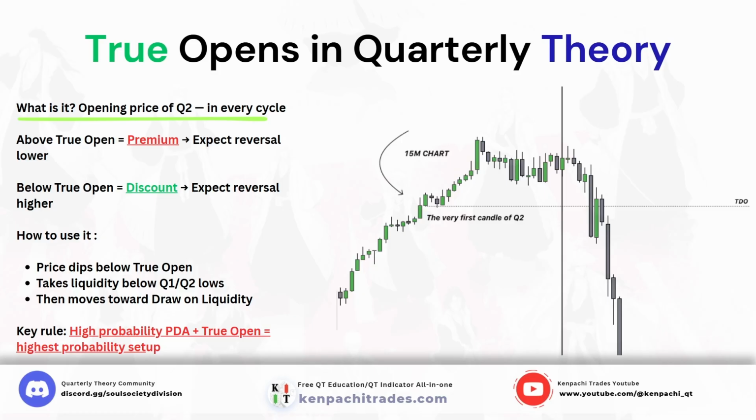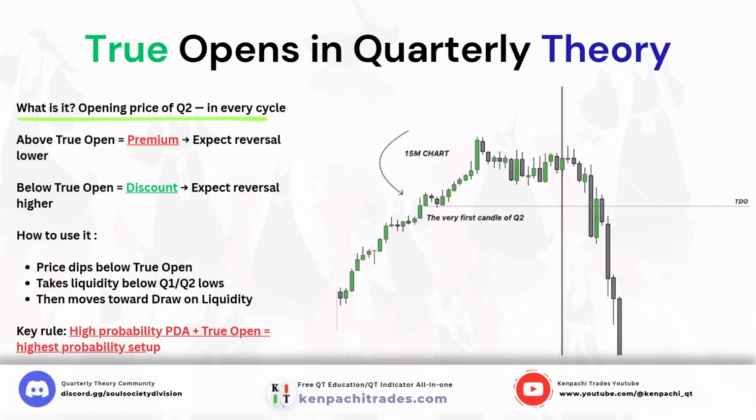The yearly true open is the first Monday of April. The monthly true open is the second Monday of the month. Weekly true open, Monday at 6 p.m. So every single week, Monday at 6 p.m., that's where we want to look for our true week open.